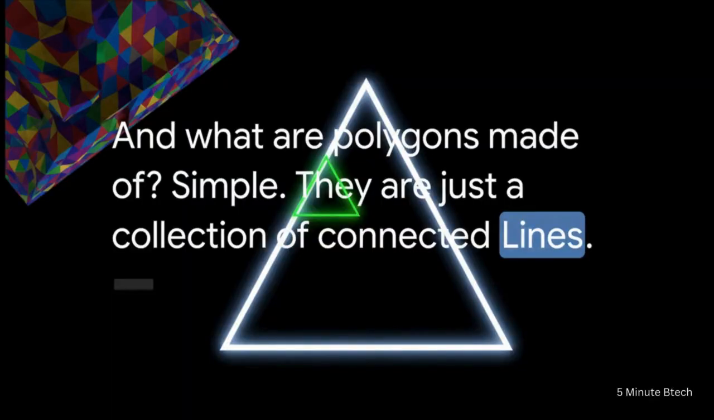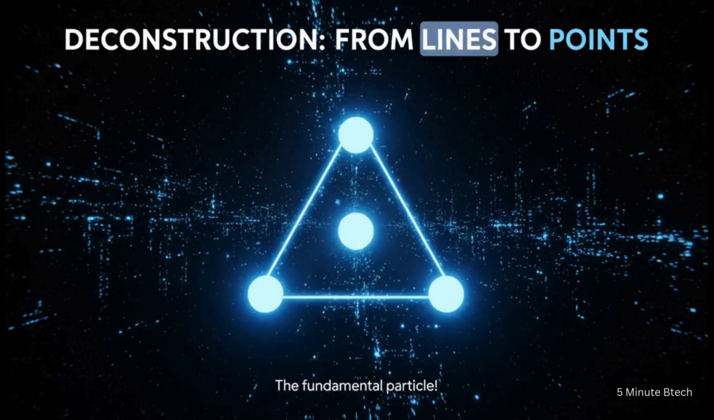Okay, let's go one level deeper. A triangle, or any polygon really, is just a shape you get by connecting a few straight lines. We're getting really close to the core of it now. And what are lines? Well, a line is just the shortest possible path between two points. And that's it. We've pretty much hit the bottom of this digital rabbit hole.